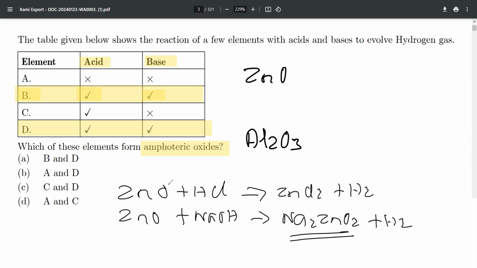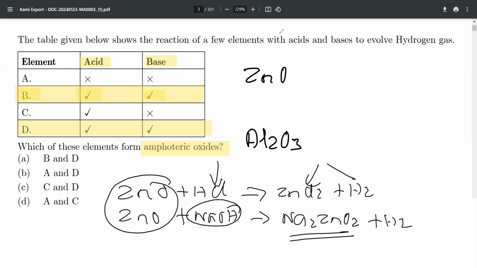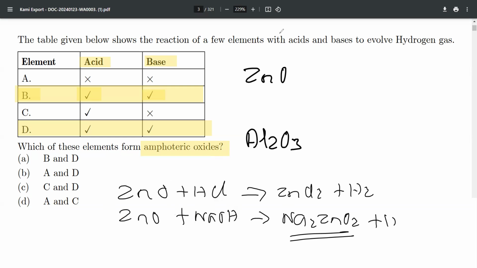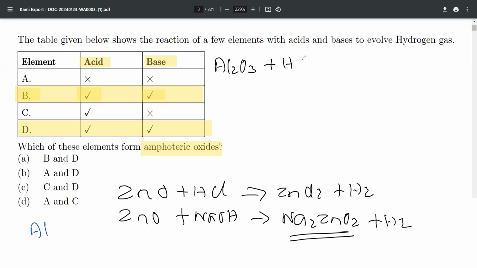Now, as you can see, zinc oxide reacts both with acid as well as base to give salt and water. Therefore, we say zinc oxide is an amphoteric oxide. We have one more example like aluminum oxide. If I take aluminum oxide, Al2O3, I can write it above, there is a space. So aluminum oxide, Al2O3, too, I took the example of HCl as an acid.